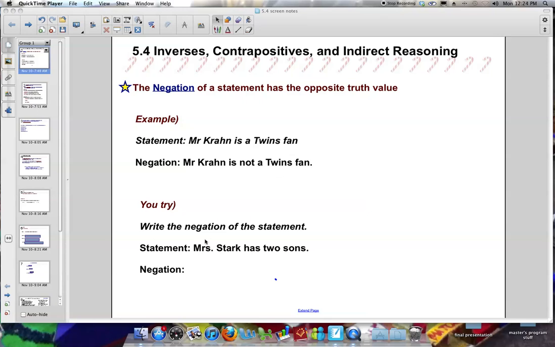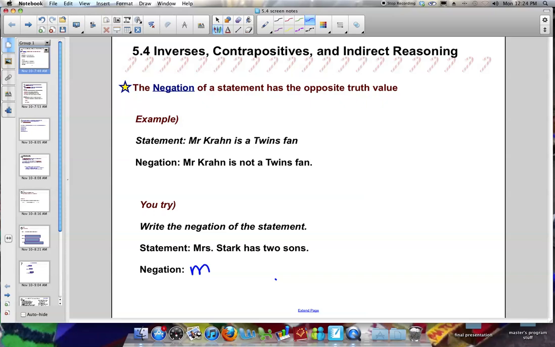The second one, Mrs. Stark has 2 sons. The negation of that would be, Mrs. Stark does not have 2 sons. So you can see that sometimes, due to grammar and other English rules, you have to change the sentence a little bit. You can't just add the word not each time.